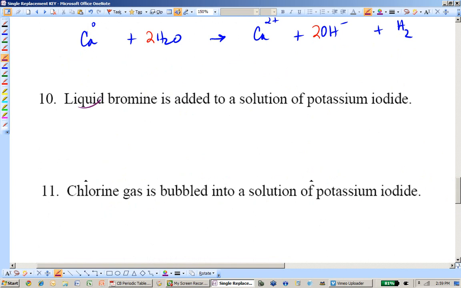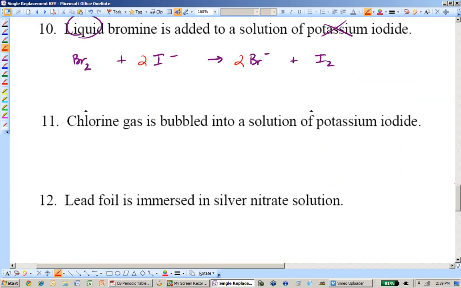Liquid bromine, Br2, is added to a solution of potassium iodide. Potassium is a spectator. Iodide. Looks familiar. A halogen, halide, halogen, halide. Halogen becomes halide. Halide becomes halogen. Balance the equation. 2 and 2. And it's balanced by atom, and it's balanced by charge. Do a happy dance. Take your points. Run. Move on to the next question.